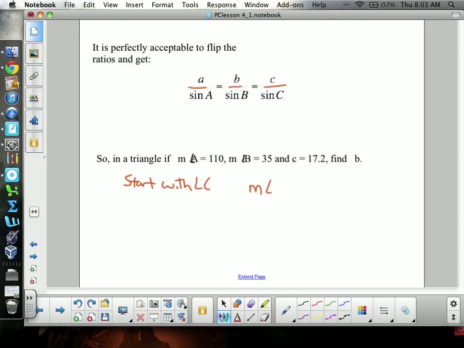So the measure of angle C: A is the largest angle, B is 110, and 35 is 145, so angle C is going to be what? 35 also. Gee, angle B and angle C are the same. What does that mean about side B and side C in this triangle? They also have to be the same. It's an isosceles triangle, isn't it?